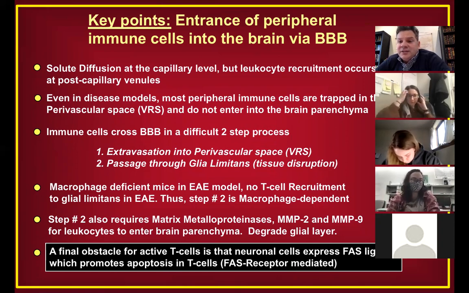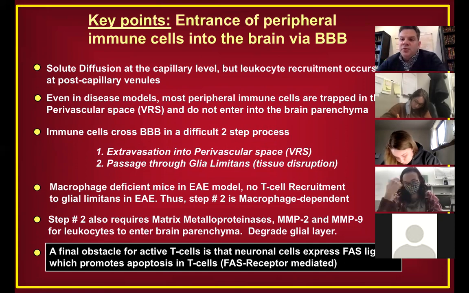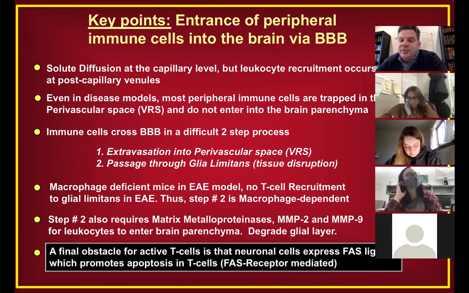You definitely see that they have to cross the blood-brain barrier. They have to get in the perivascular space. And then into the brain parenchyma. And in many, many models, even when you have active recruitment or chemokine signaling, the cells still get trapped in the perivascular space and don't move on from there.